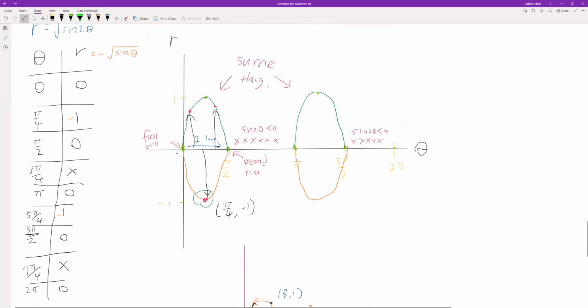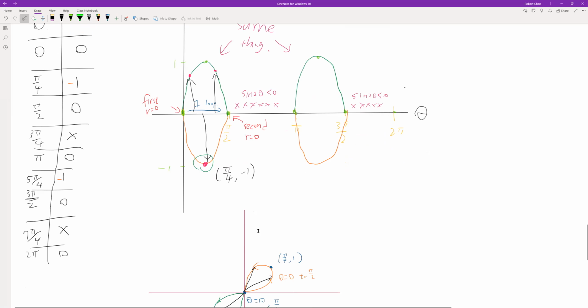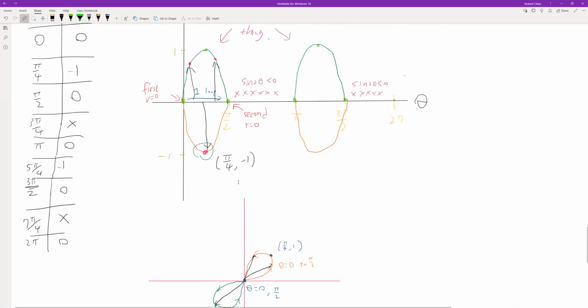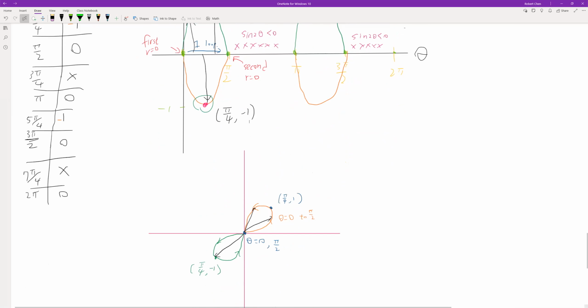Another thing, whenever r goes back to 0, like what happens at 0 and pi over 2 in here, this represents a loop because it's going to go back to the pole, right? So every time you hit the pole, it's going to represent a loop.